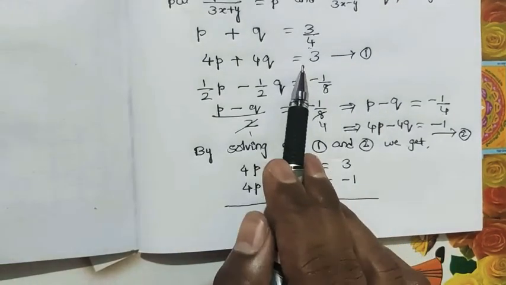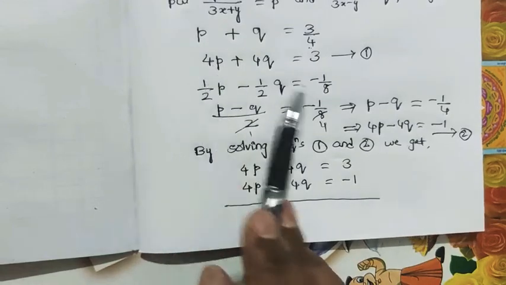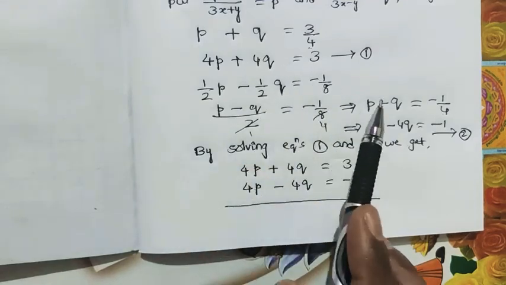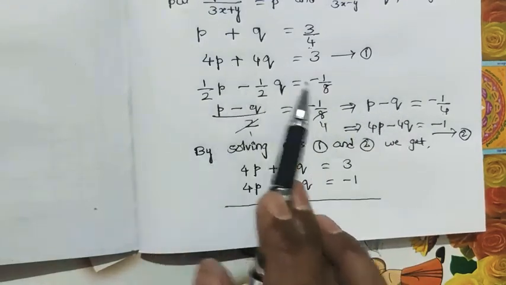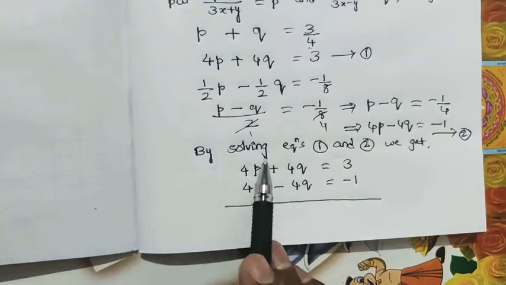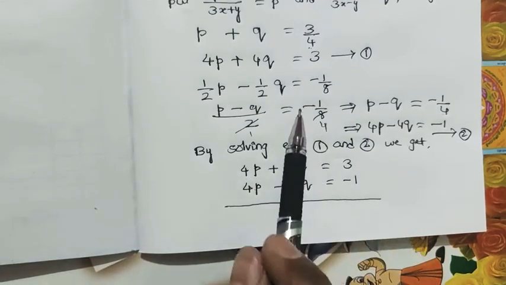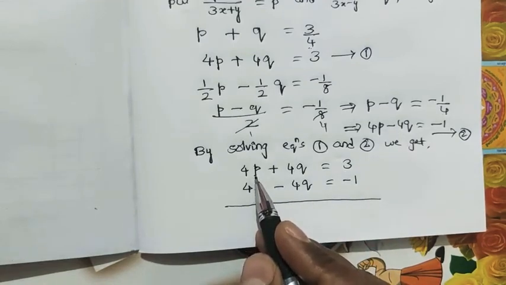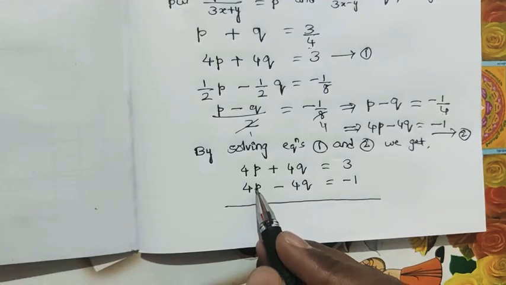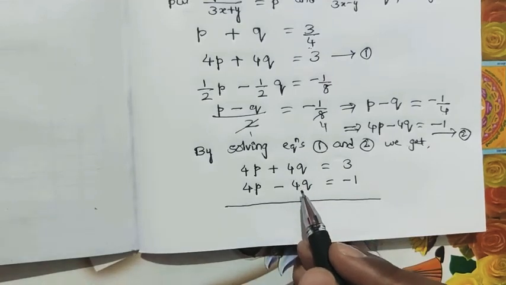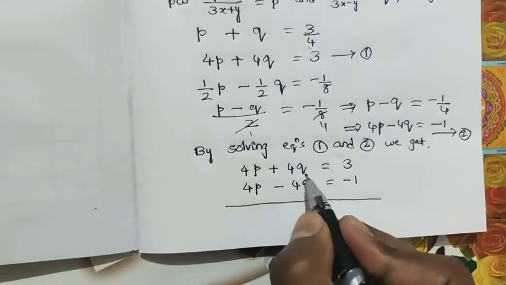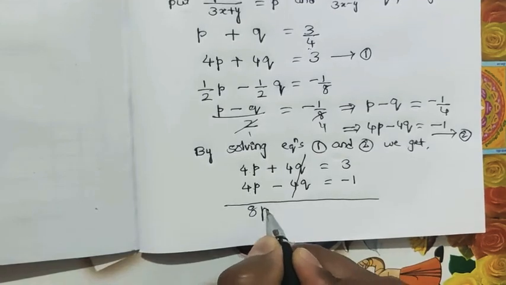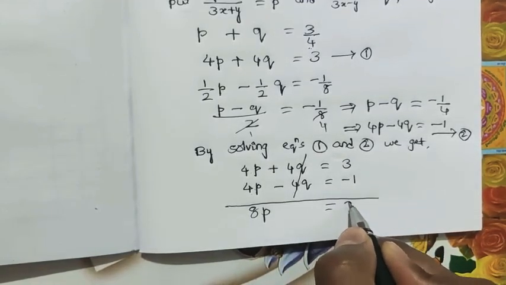Next, we have to solve equations 1 and 2. You observe here 4p, 4p, 4q, 4q. You need not multiply this equation with any other number. Directly p coefficients are same, q coefficients also same. So by solving equations 1 and 2, take the first equation as it is, take the second equation as it is. When you are adding, 4p plus 4p will be 8p. There is no cancellation of p. 4q minus 4q will become 0, so the q term will be eliminated. 4p plus 4p will be 8p is equal to 3 minus 1 is 2.